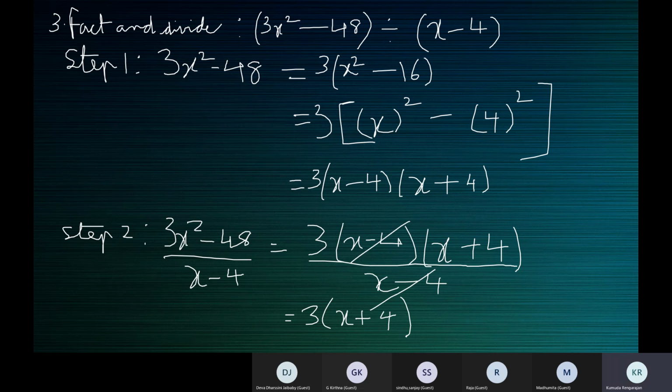Children, I hope the annotations are clear. If you don't understand something, please ask me.